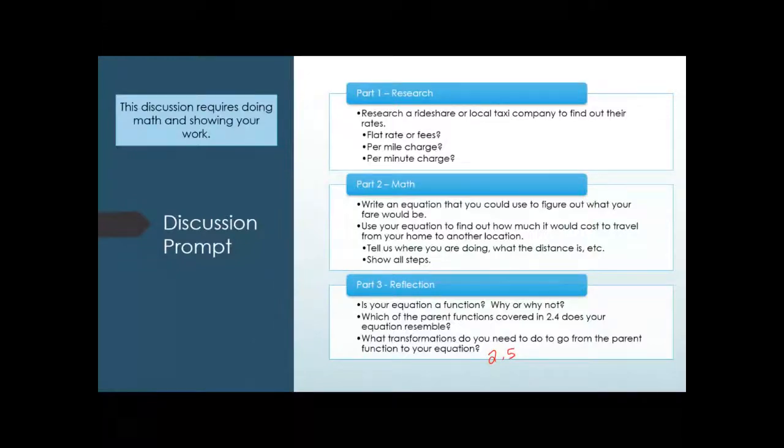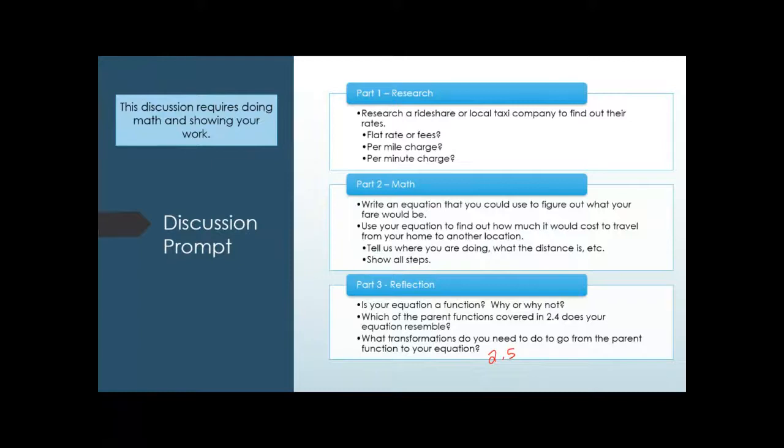So you'd have to look at question 2 or section 2.5. Transformations are like you shift your equation left or right, or you move it up and down, or you're stretching your equation out. Those are what we mean by transformations.